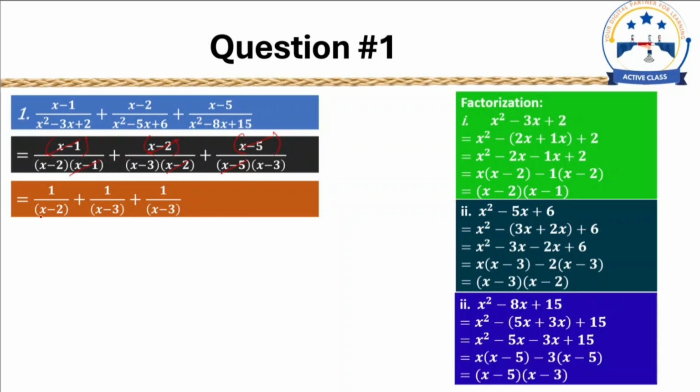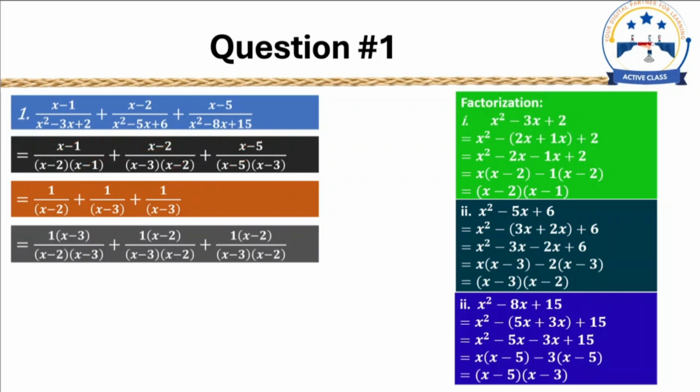Now, let's compare the denominators. x minus 2, x minus 3, x minus 3 means the denominators are unlike, right? In order to make the fractions like, we need to multiply the first fraction with x minus 3. And the second and third fractions, we need to multiply them with x minus 2, right? So let's multiply. Here, I multiplied the first fraction with x minus 3 both in the denominator and numerator. Second and third fractions with x minus 2 in both numerator and denominator.